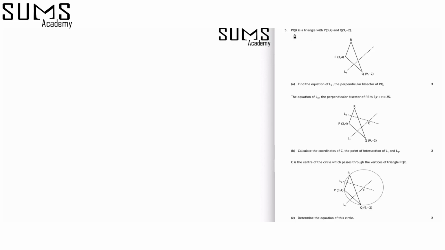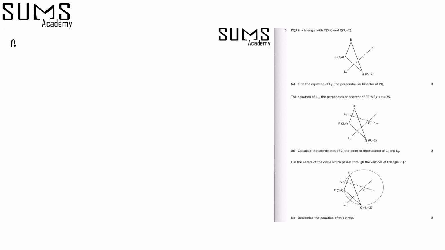So, question 5. PQR is a triangle with points P (3, 4) and Q (9, -2) shown in a diagram here. Find the equation of L1, which is the perpendicular bisector of PQ. So perpendicular bisector means it's going to cut halfway between points P and Q, and it's going to have a gradient that runs perpendicular to it. So let's start off.